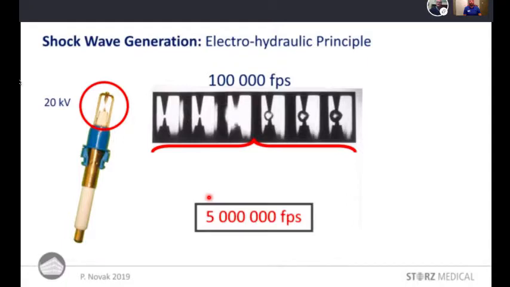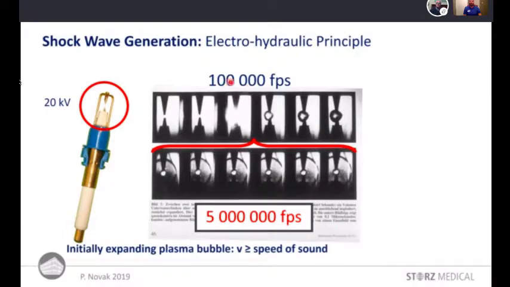So if you look here at the frequency of 5 million frames per second, then between these two images, you see a sequence where the bubble, the vapor bubble, is visible. And because this bubble is expanding faster than the sound in water, a shock wave is generated.